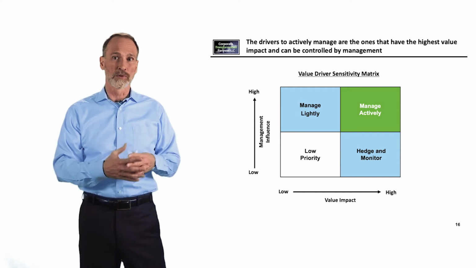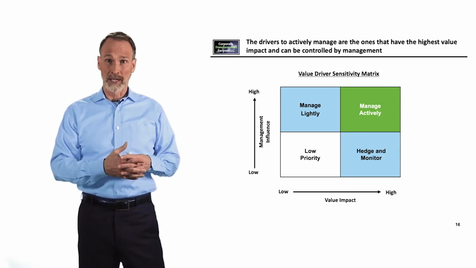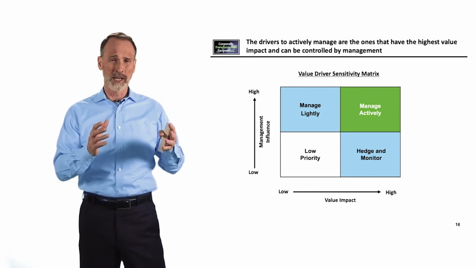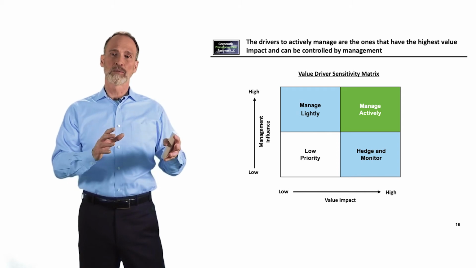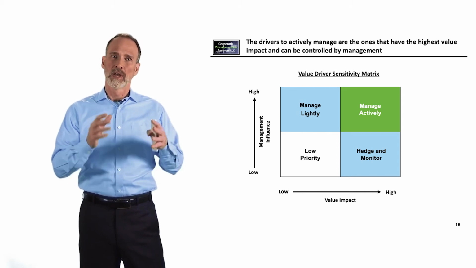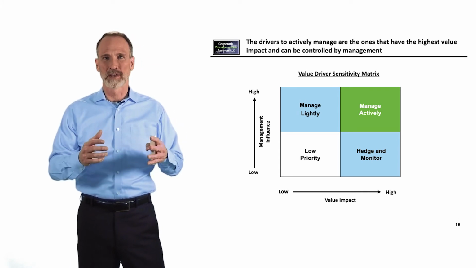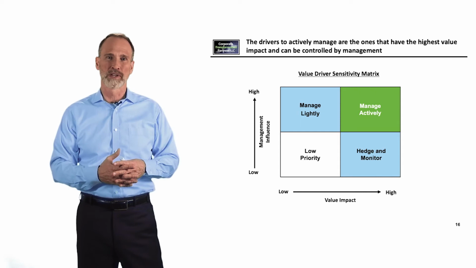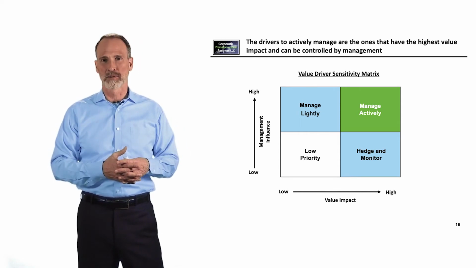There are other variables, though, that are not in that quadrant. Take, for example, the cost of capital. If it isn't the most important value driver, it's always within the top 3. But as we're going to see when we get to the cost of capital section, it isn't something you can do an awful lot about, right? It's kind of a given to you from your investors. So that would be down in the hedge and monitor category.